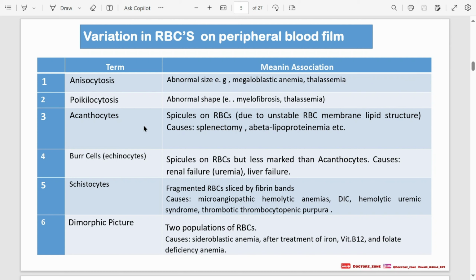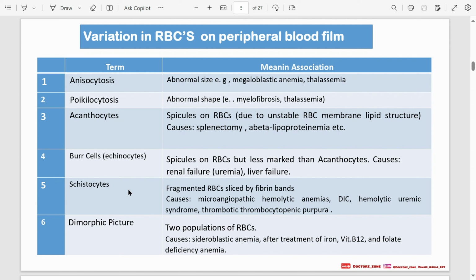Then is the acanthocyte. These are the spicules on the red blood cells, which are usually seen in the splenectomy and abetalipoproteinemia. And then are the Burr cells, which are also spicules on the red blood cells, but less marked than the acanthocytes, and usually seen in the renal failure and in the liver failure.